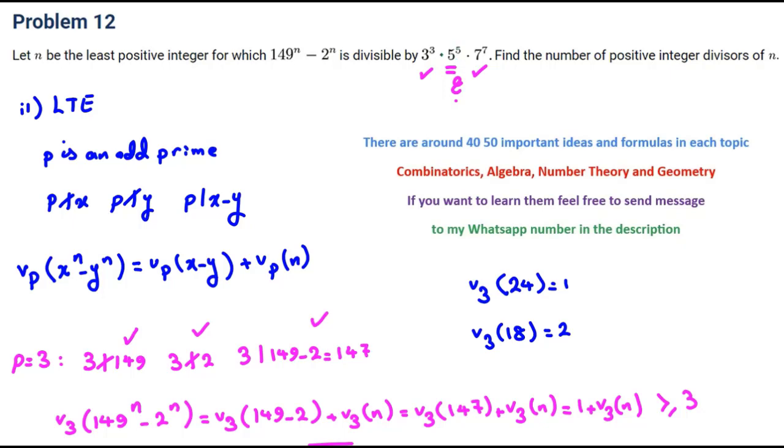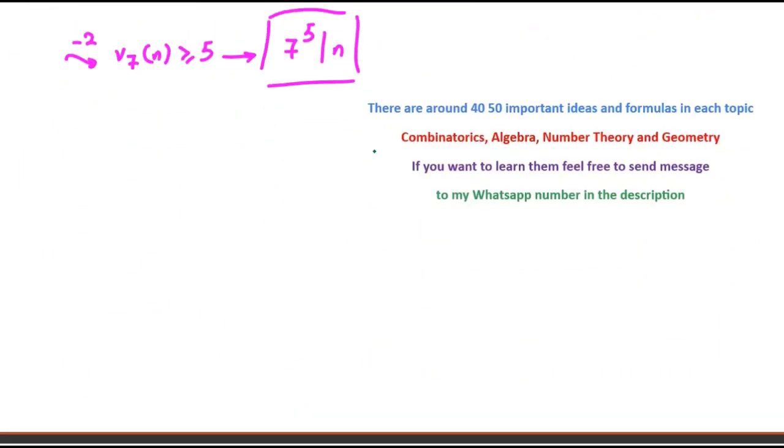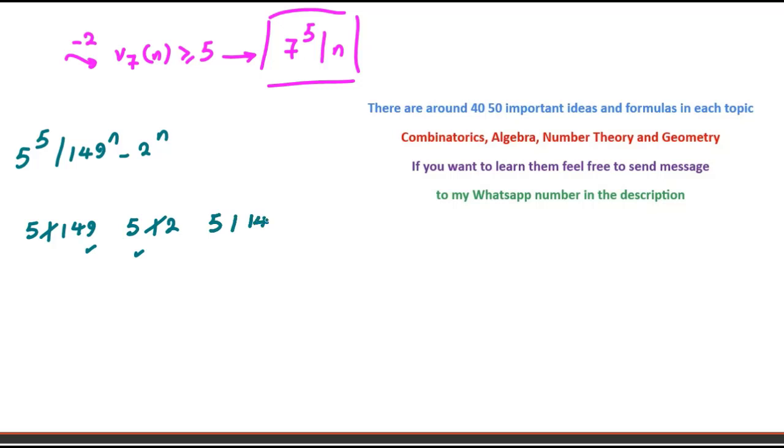Now let's apply 5 to the 5. We know 5 to the 5 is a factor of this number, 149 to the n minus 2 to the n. So let's write it here: 5 to the 5 divides 149 to the n minus 2 to the n. If you want to apply LTE, 5 doesn't divide 149, 5 doesn't divide 2, that's okay. And 5 should divide 149 minus 2, which is 147. This part is wrong, so we cannot apply LTE in the first step. So what should we do here to get rid of this problem?